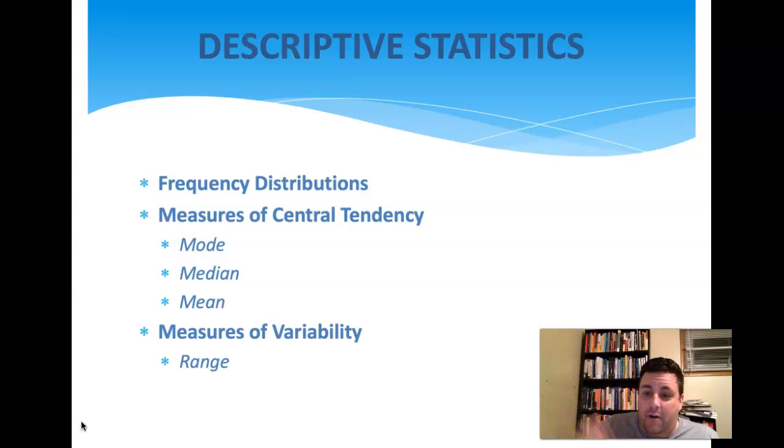So if in our given imaginary population of 100 people, the youngest person was 10 and the oldest was, let's say, 70, the range would be 60. It's simply the difference between the highest answer and the lowest answer. Standard deviation is not anything that you necessarily need to know.